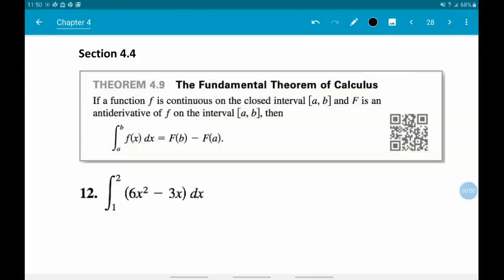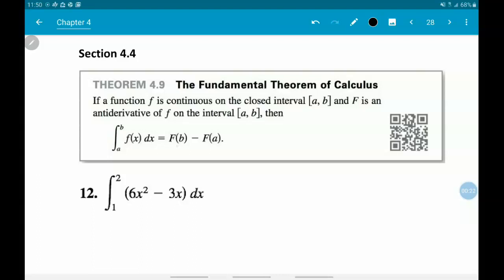All of this brings us up to the fundamental theorem of calculus. And the fundamental theorem of calculus is for definite integrals. And it says if we want to find the area under the curve, and remember that means between the curve and the x-axis, then we're going to integrate this function. Okay, and we're going to get that antiderivative.